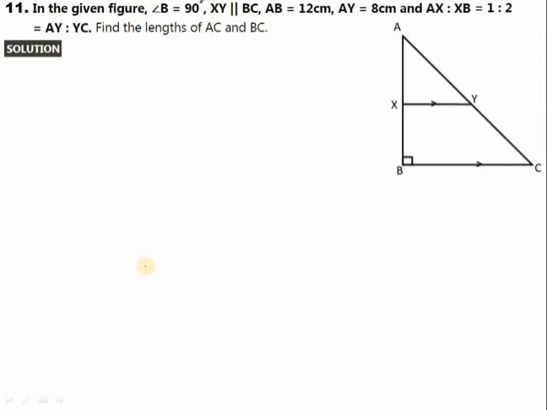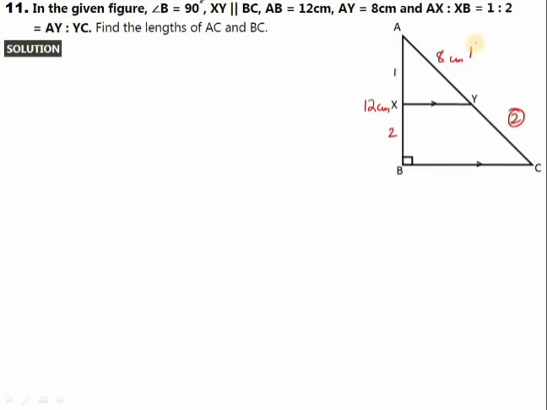So the question says, in the given figure, angle B is 90 degree. So you can see angle B is 90 degree. XY is parallel to BC. AB is 12 centimeter, so this entire thing is given to be 12 centimeter. AY is given to be 8 centimeter. AX is to XB, the ratio between this and this is given to you as 1:2. And the ratio 1:2 is similar for AY is to YC. So AY is to YC is also 1:2.